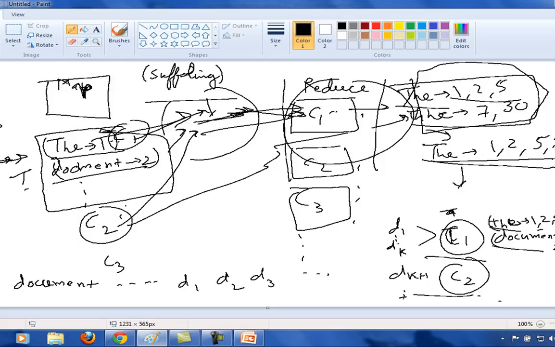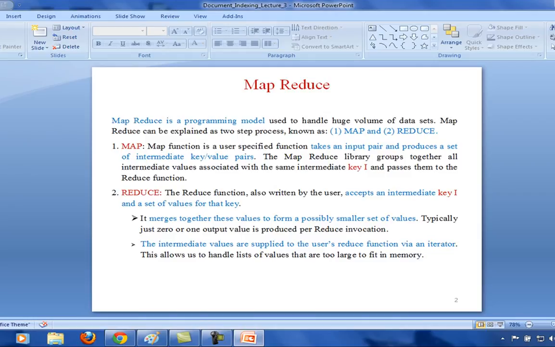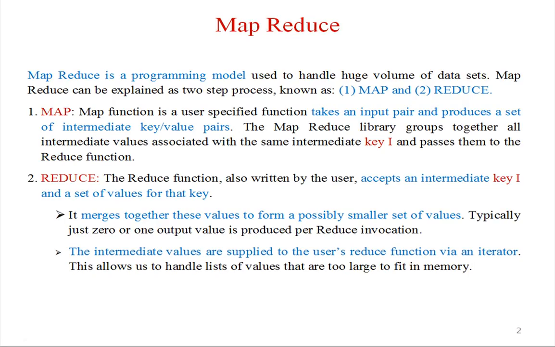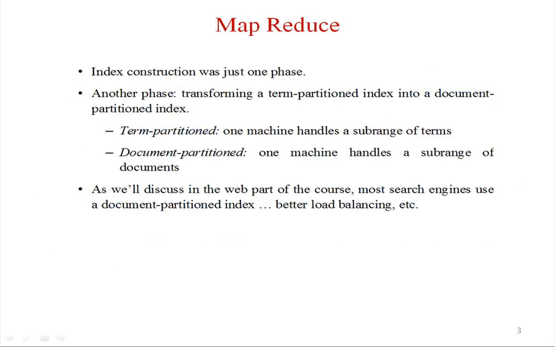Now it will be easy to understand how the MapReduce system actually works. MapReduce is a programming model because each part is flexible. You can write your own code to control every part, the mapping part, the reducing part, and in between mapping and reducing there is a shuffling part. Used to handle a huge volume of datasets, MapReduce can be explained as a two-step process known as map and reduce.